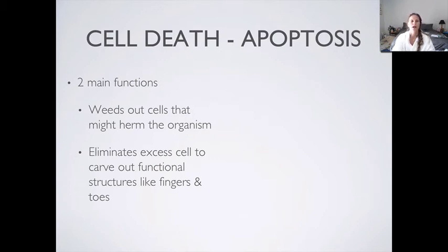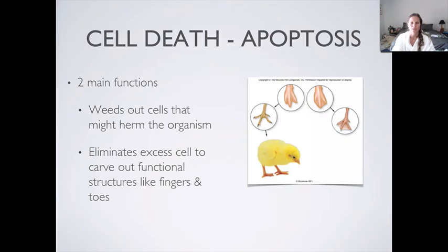All right, so again, the term for programmed cell death is apoptosis, and the reason for this is to weed out cells that might harm an organism, or eliminate excess cells, and in order to carve out functional structures. So let me show you an example of that.